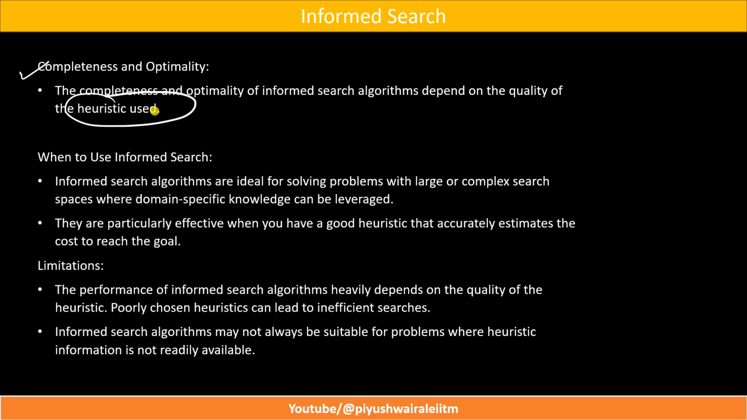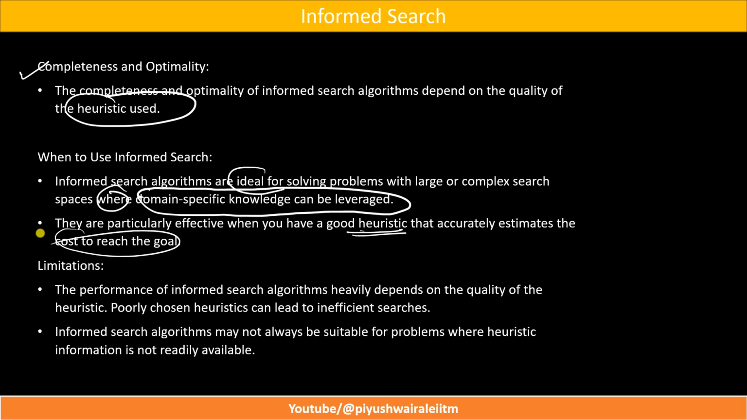The more information you have about a particular problem, the better the quality of the solution will be, right? So that's what it says. When to use informed search: informed algorithms are ideal for solving large and complex search problems where domain specific knowledge can be leveraged. If we have domain specific knowledge or some information about a particular problem, in that case we can use informed search strategies. They are particularly effective when you have a good heuristic that accurately estimates the cost of reaching the goal. Right?